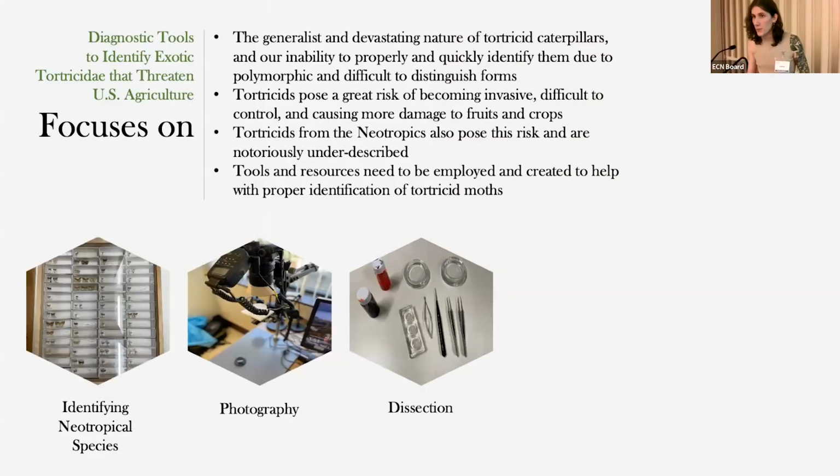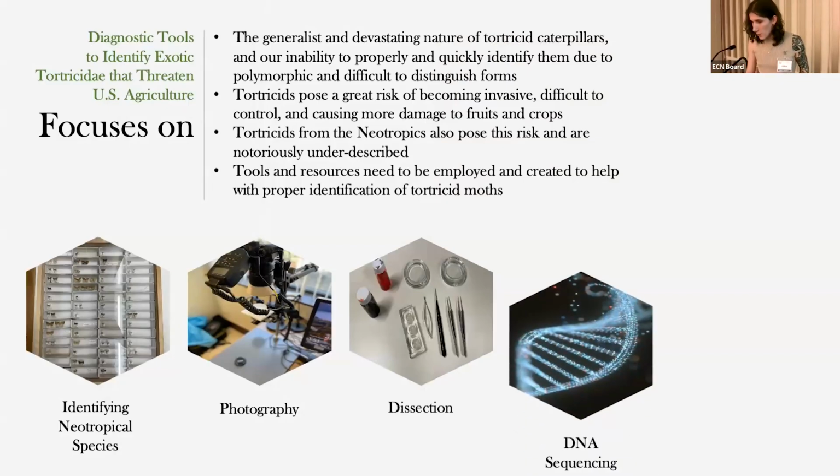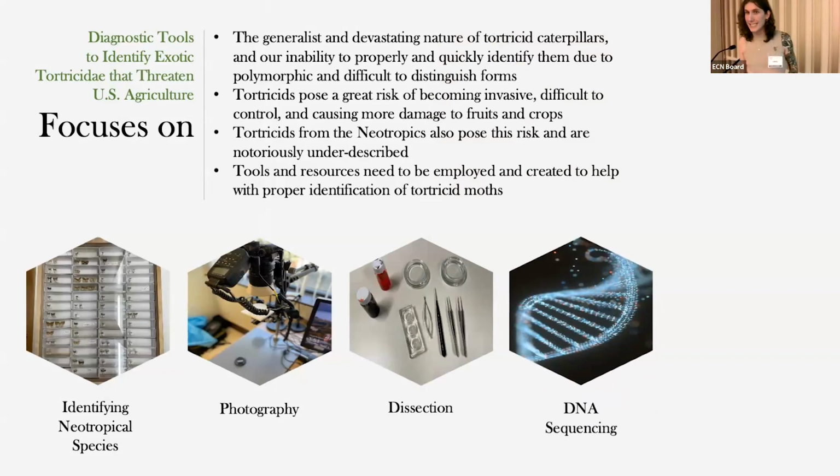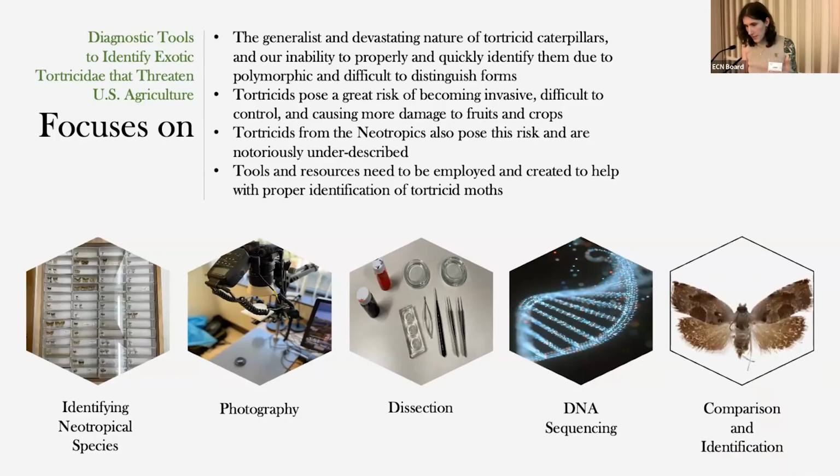Right, and so if this doesn't work, what is the next logical step? And many of you guys probably already know this. Of course, it's something very new, which is DNA sequencing. But this is also not a silver bullet, unfortunately, because there are many barcodes of these things that overlap with one another, even though they're definitely different species, at least based on the morphology alone. And then sort of wrapping up, you compare and identify your new species.